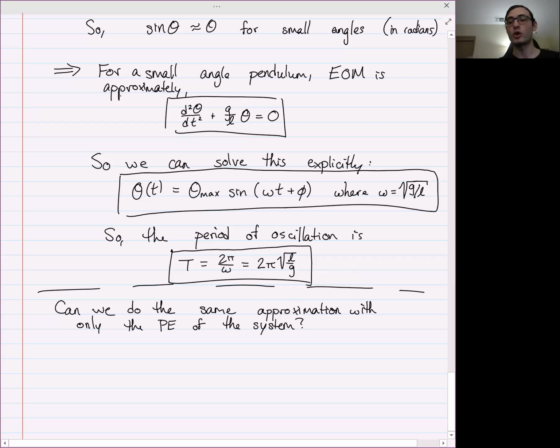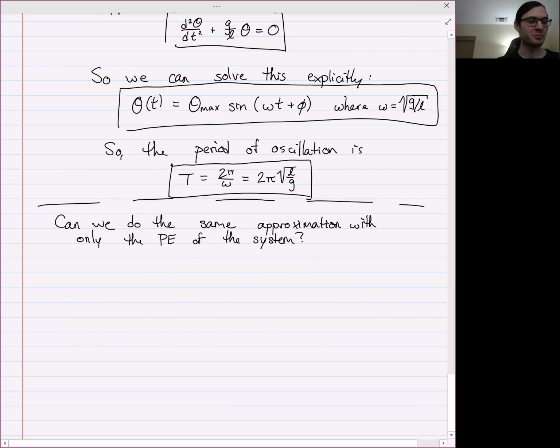And the answer is, of course, yes. Otherwise, I wouldn't tell you about it. So for the simple pendulum, again, let's draw it out. And we can figure out what the gravitational potential energy of the system is, because that is the only potential energy here. The tension force does not produce potential energy.